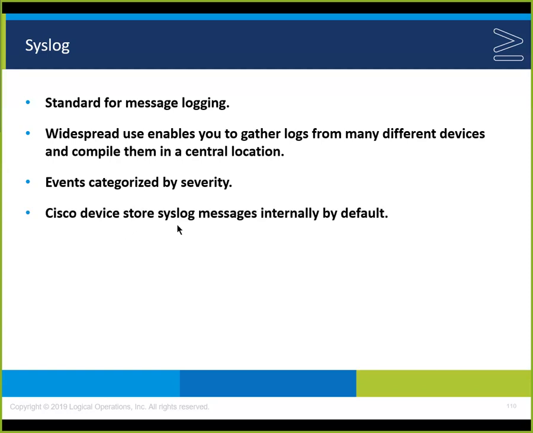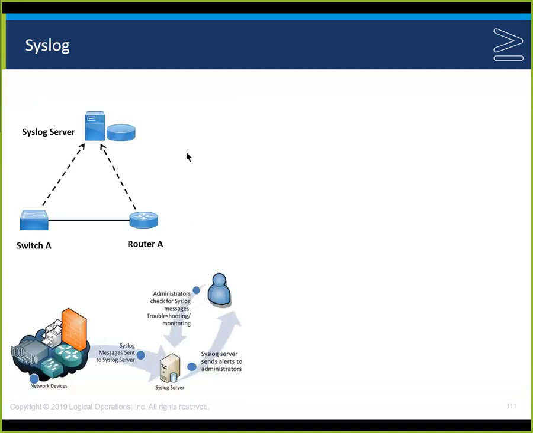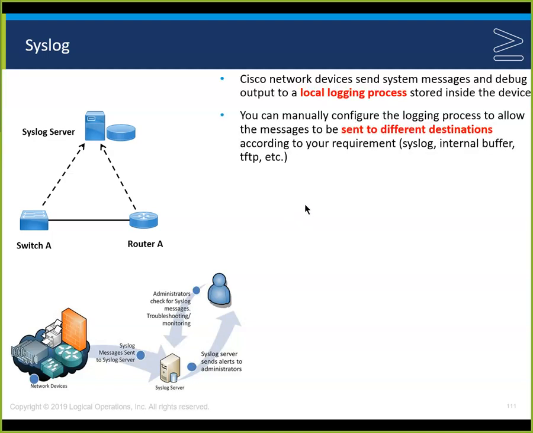The Cisco device stores the syslog messages internally by default, configured to send the message to the syslog server or another destination where we want to keep those things. Syslog itself, and this is kind of what we did: we have the syslog server here, sends the alerts to the administrator, can check the syslog messages and troubleshoot these things. The devices over here send the messages to the syslog server, and then the syslog server, depending on how it's configured, can send us error messages so that we can see what's going on with the devices.